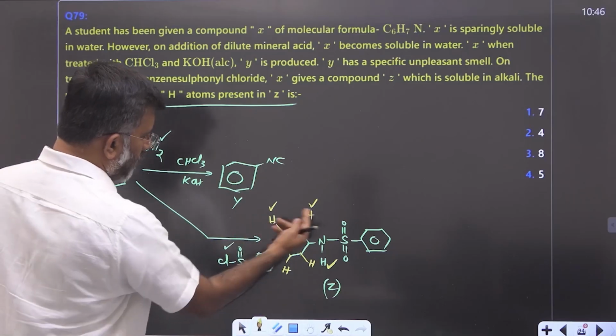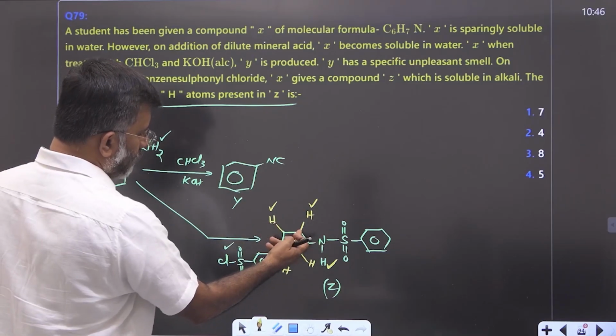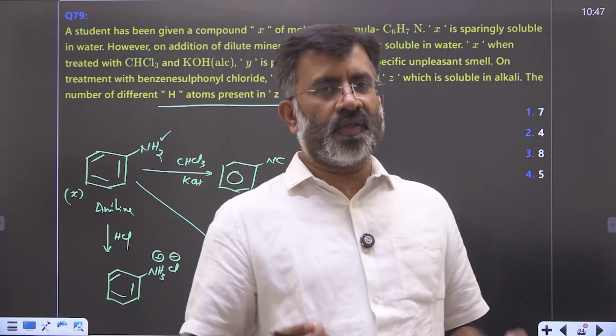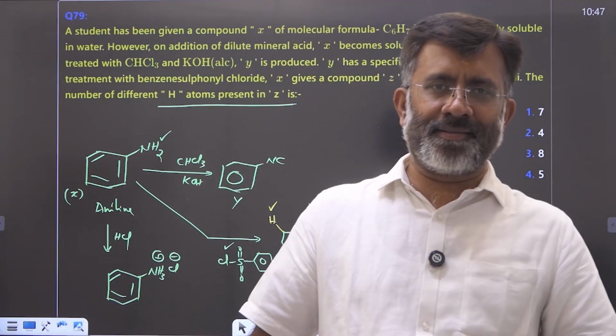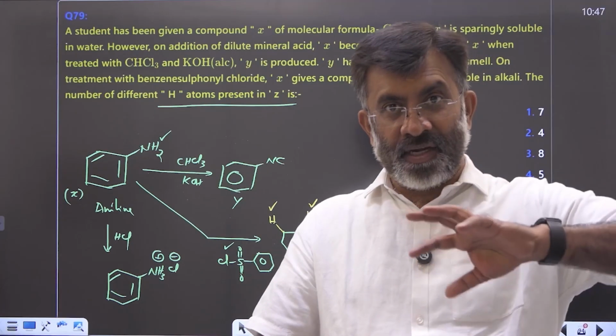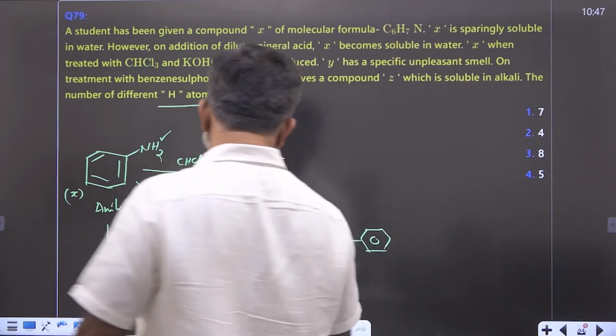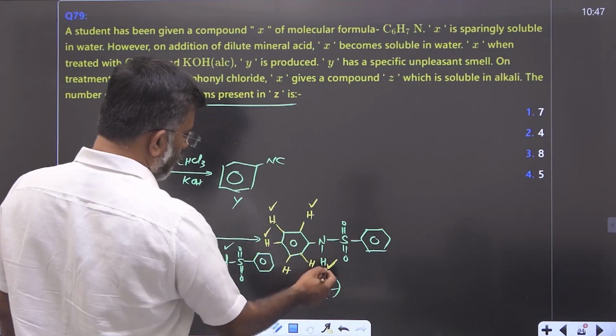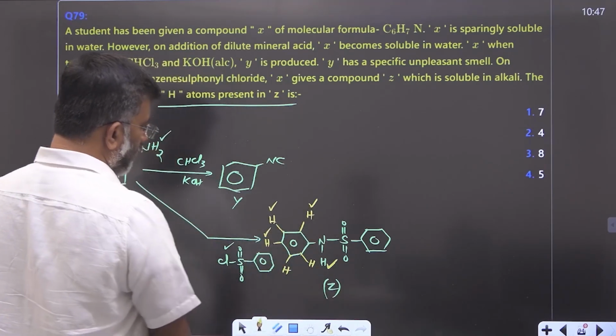See how these two are different, because this is ortho position, this is meta position. Even the position can change the characteristic nature of that hydrogen when it undergoes a chemical reaction. That's why it is a different hydrogen. Now this is para position, a different hydrogen. So type 1, type 2, type 3, type 4.